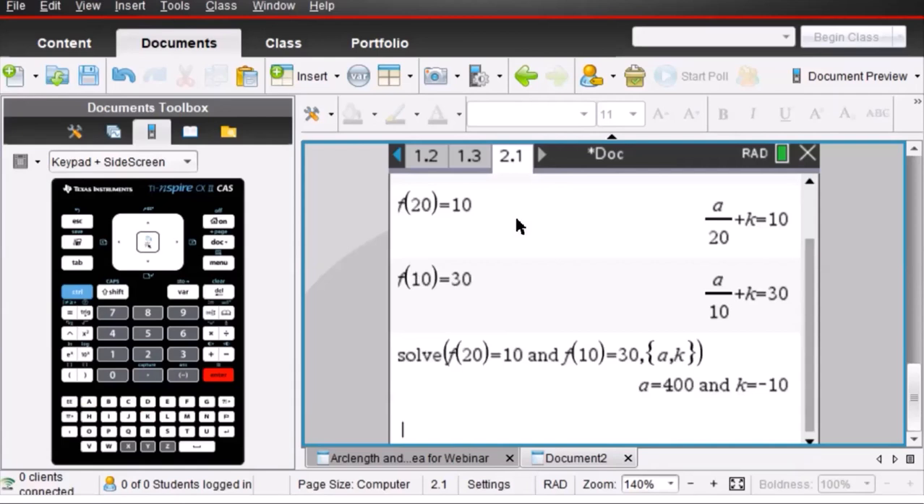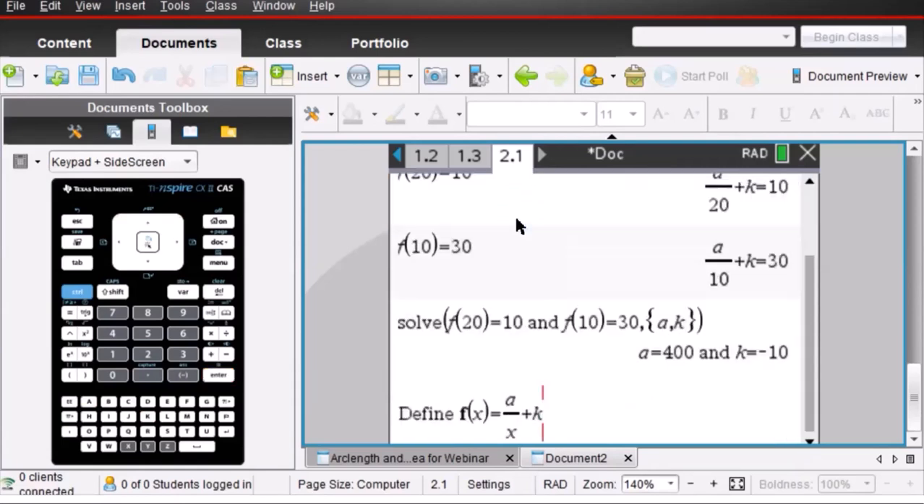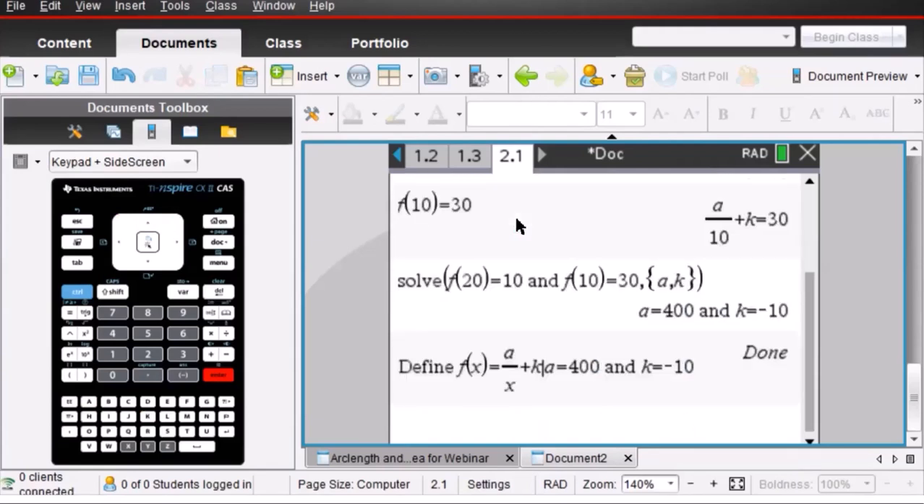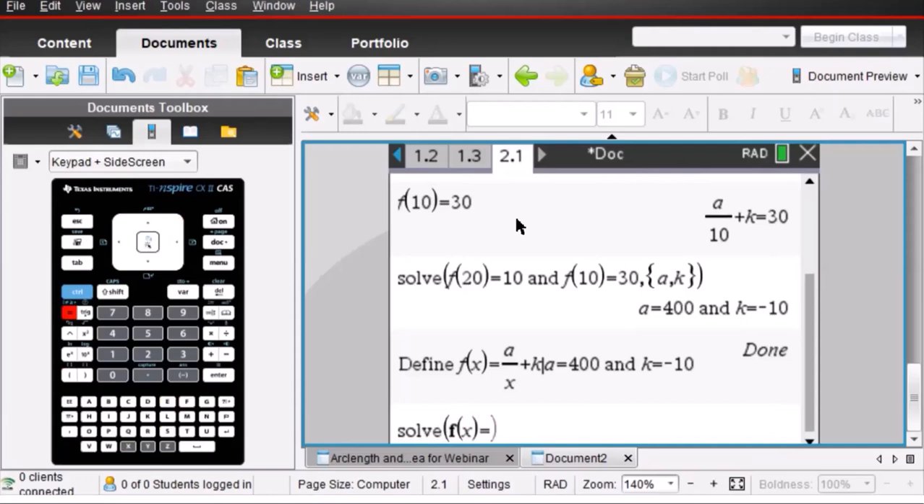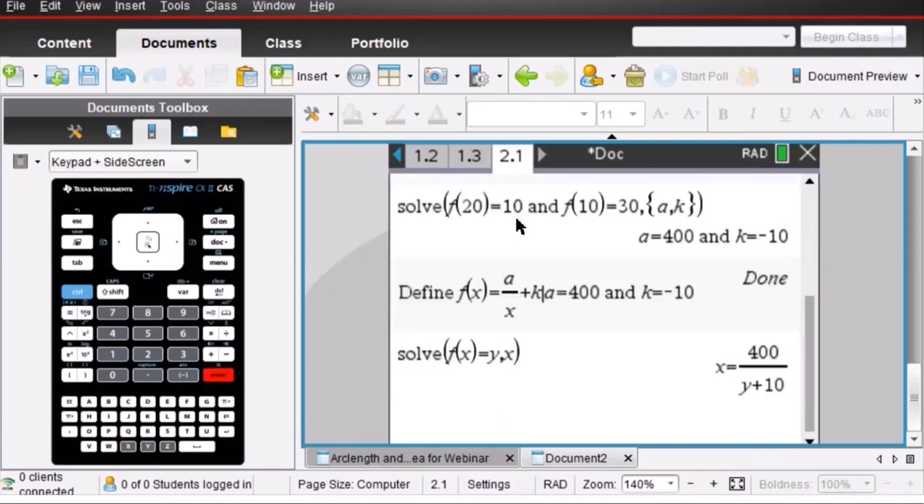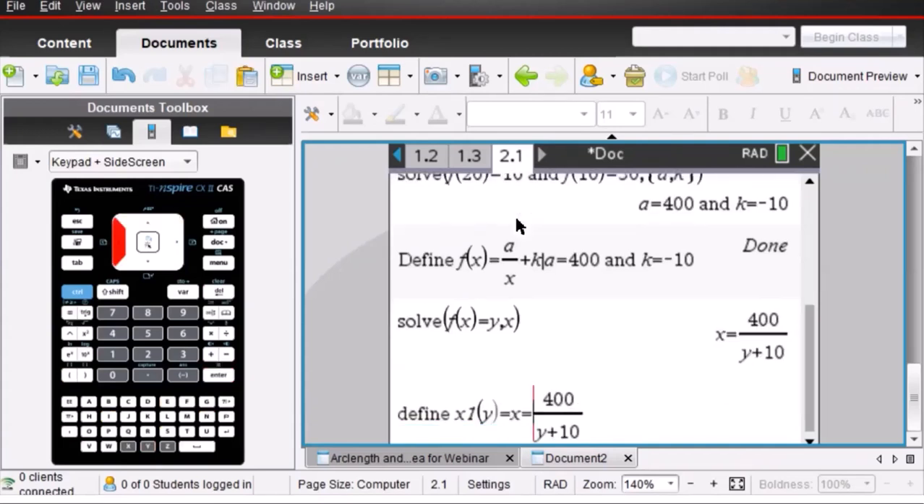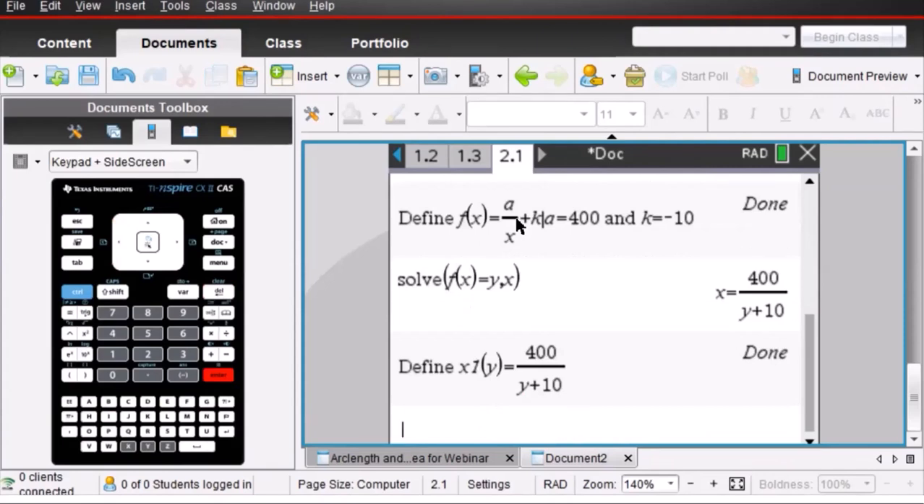Well, now we have to redefine my function f(x), given that the values of a and k are now defined. So now I've said given that a is equal to 400 and k is equal to minus 10. Now remember, we have to get this one round the other way. So I'm going to have to find the inverse function because I'm going around the y-axis. So let's resolve f(x) equals y for x. So I've got x in terms of y. So let me define my function. I can call it x1 of y. We don't have any issues with before. And again, I'll press up arrow and delete my two equal signs there.